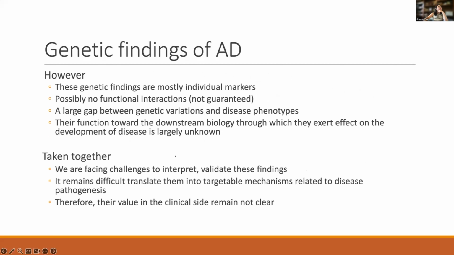However, how these genetic variations exert effects on the downstream development of Alzheimer's disease is usually unknown, because they are mostly individual markers that are not functionally connected. We will not be able to know what's happening, like why a patient who carries those variations will develop the disease. Taken together, we are facing the challenge of interpreting and validating these genetic findings, and we are not able to translate them to targetable mechanisms for disease therapy. That's why their value in clinical use is still not so clear at this point.